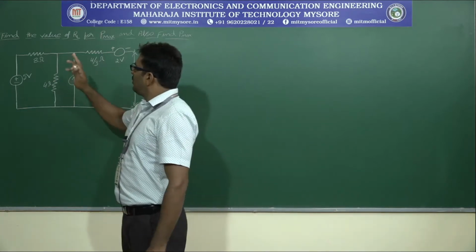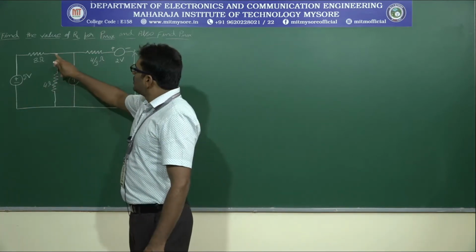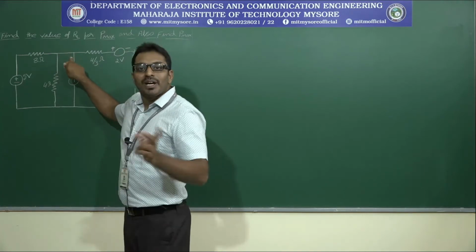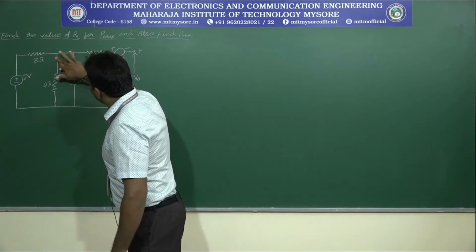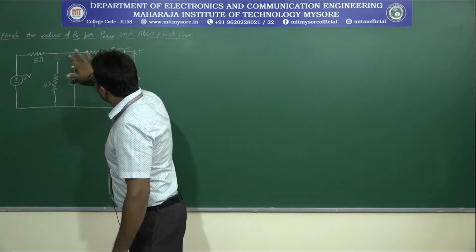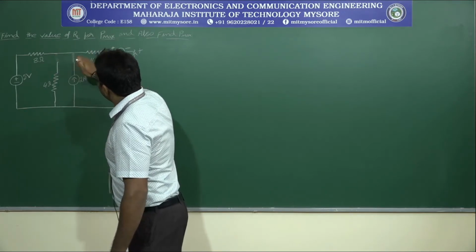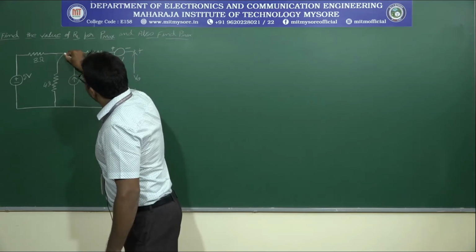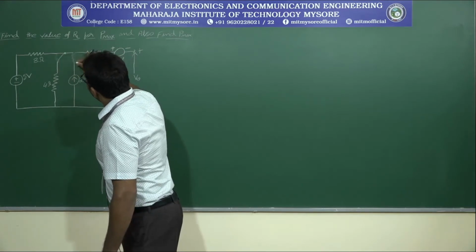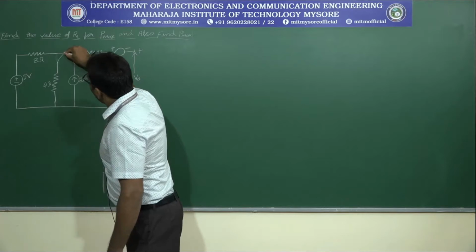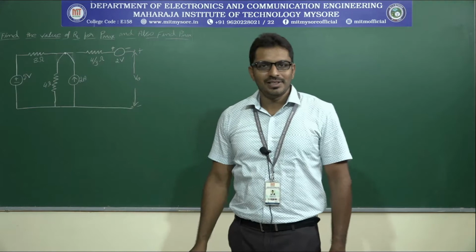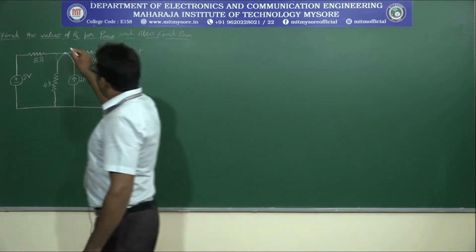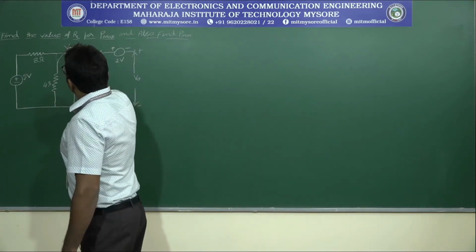Here please don't get confused. These two are not separate nodes. Let me modify this circuit. I am just altering the circuit. How many nodes are there in the circuit? Only one node in the circuit. Is it clear? Let me call it V1, or because of a single node we can denote it by V also.